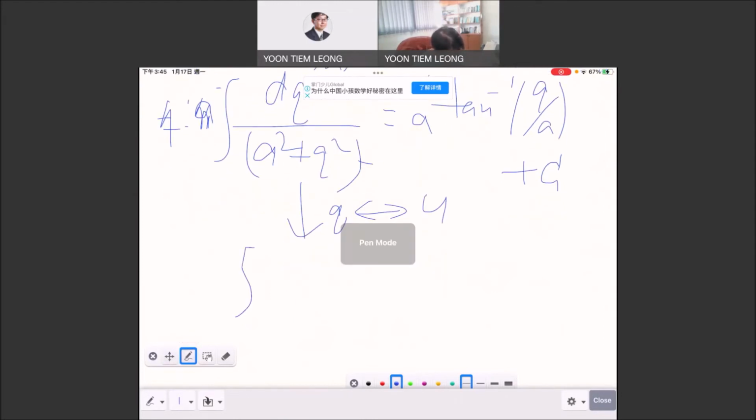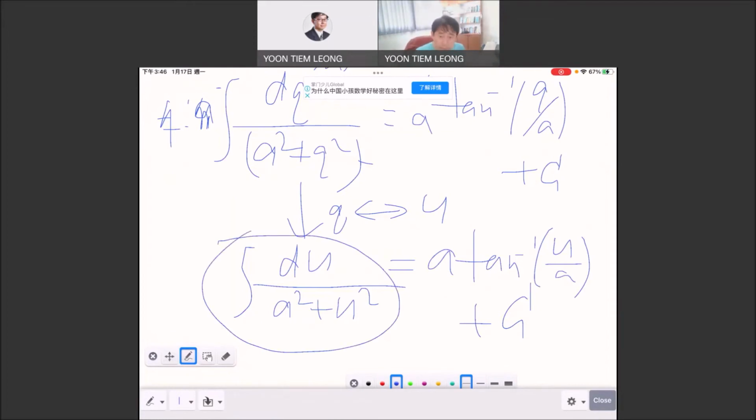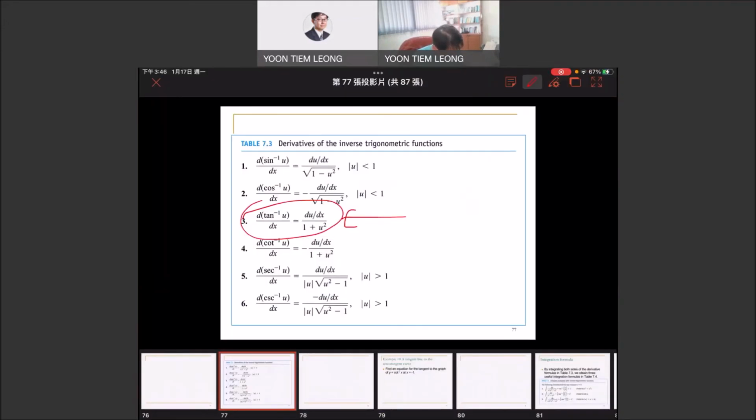So that is then du over a squared plus u squared equals 1 over a times arctangent of u over a plus a constant. So that is how you get the integration of du divided by a squared plus u squared to be 1 over a arctangent u over a plus c. So I think that is the proof, which is this one.